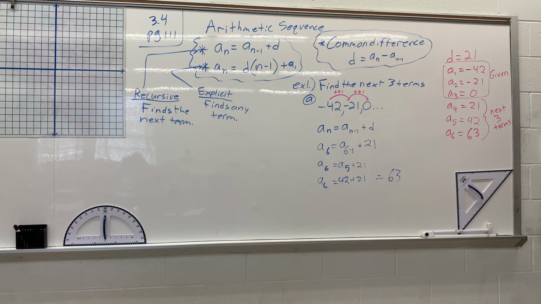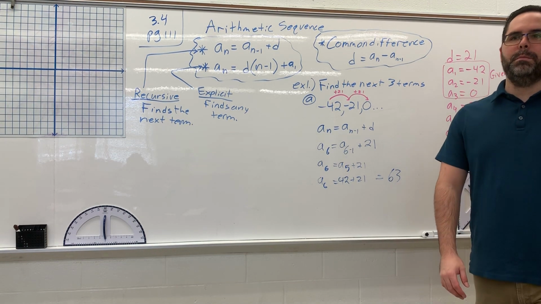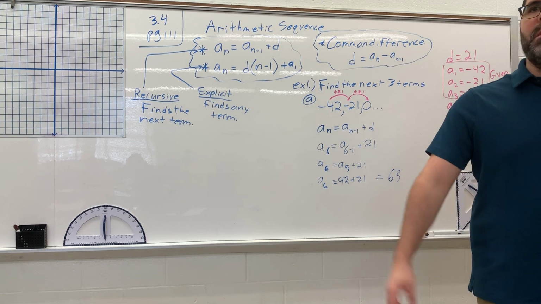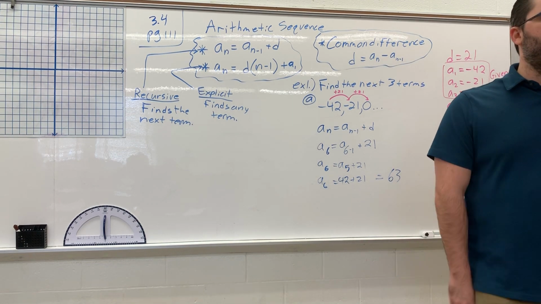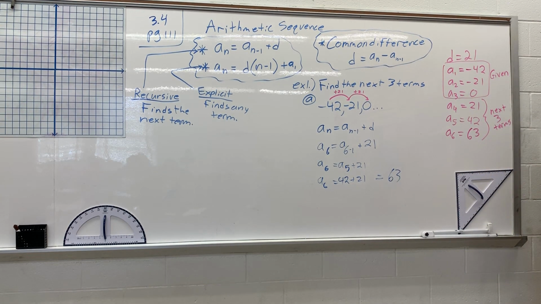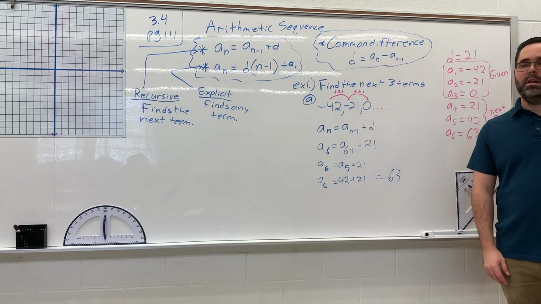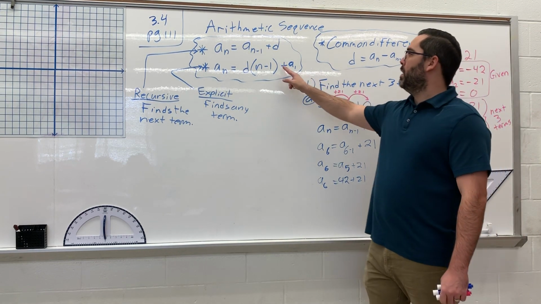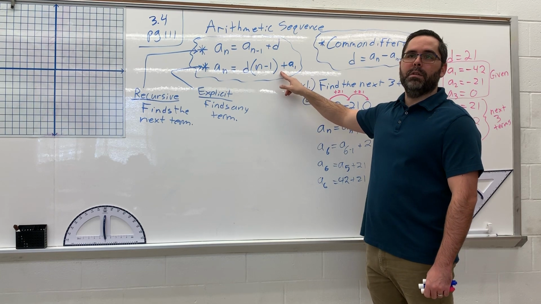Okay. Now, what's the problem with this recursive formula? You can only find the next term. And really, we don't even need to use this formula to find the next term. We can just keep adding the common difference, right? So if we find the common difference, this formula is really unnecessary. It's very tedious, and very drawn out, and in my opinion, very unnecessary. This formula, however, is very convenient. So I'm going to show you this formula.